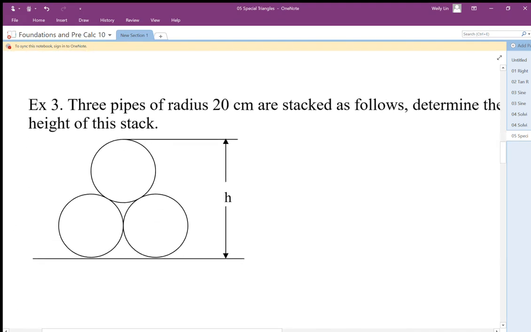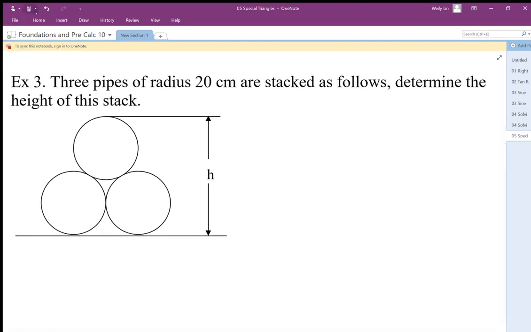Here we have a problem. We have 3 pipes, radius 20, stacked as follows, and determine the height of the stack. So we need to find our special triangle in here, and it should be fairly obvious that it is an equilateral triangle that we're going to deal with. And we're going to then use 30-60 ratios. And what we've been given is a radius. So this distance here to here is 20.